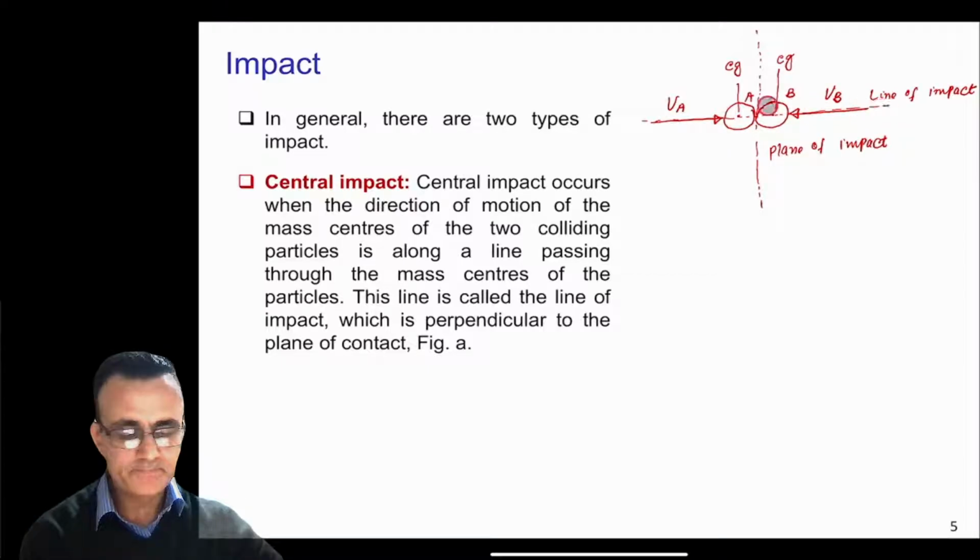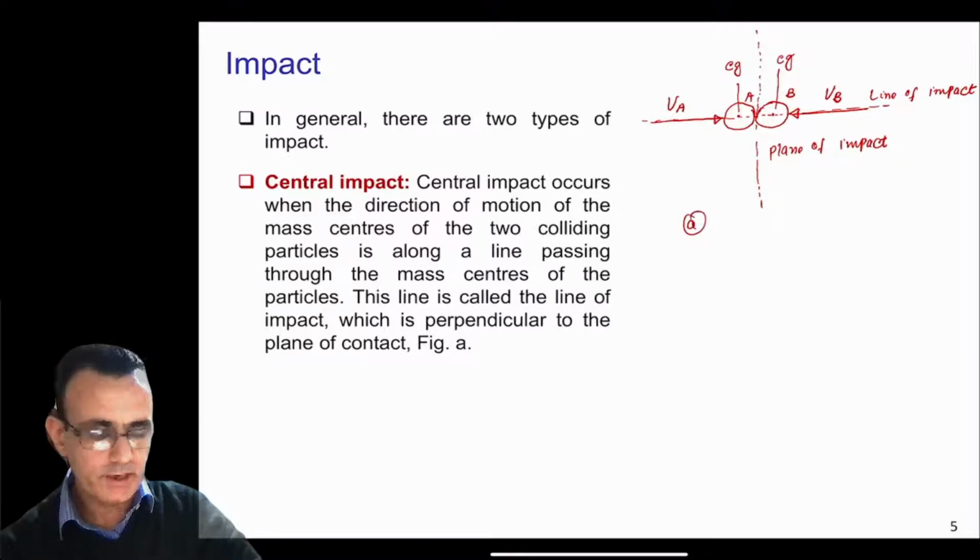And this line, which you draw by joining the centers of mass of the two particles, is what we call the line of impact. And the line which is perpendicular to the line of impact is what we call the plane of impact. If we call this figure A, this is obviously our central impact.